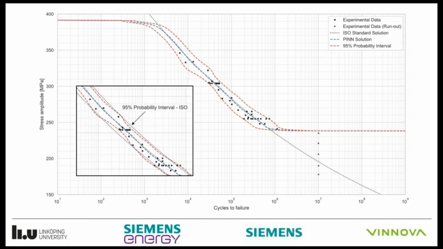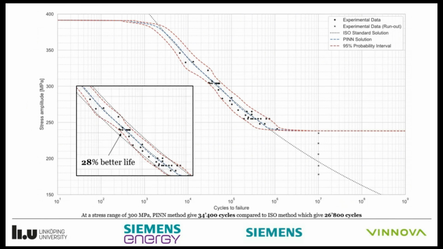And when we compare it against this, what I call ISO standard, with the probability interval for that part, which is dotted here, we can see that at one place we can have a 28% better life without increasing the risk of failure. Down here, we will have very similar results. So at some point where we have a lot of data, we can increase the cyclic life without increasing the risk.